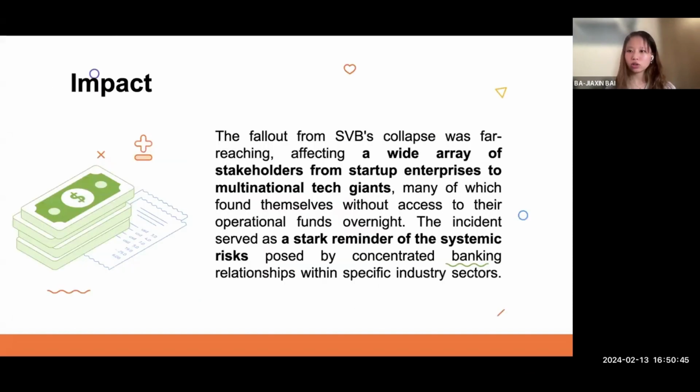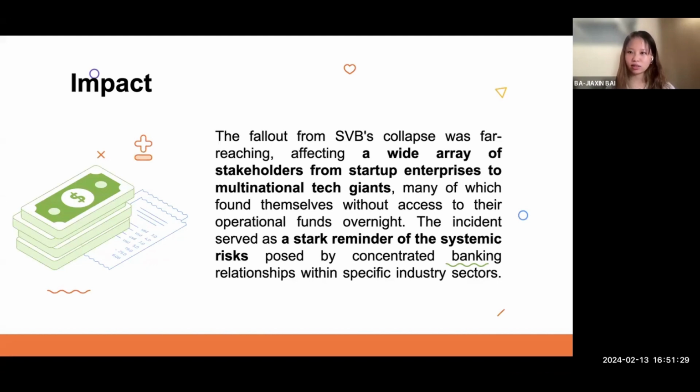So actually, the fallout from SVB's collapse was far-reaching. Just as I stated in the introduction, SVB is a really big bank, and it has a lot of big clients, like startups, enterprises, and multinational tech giants. Because SVB faced these problems, all the stakeholders could not escape. They were severely impacted, which led to decreased financial stability across the whole society. So it's really severe.